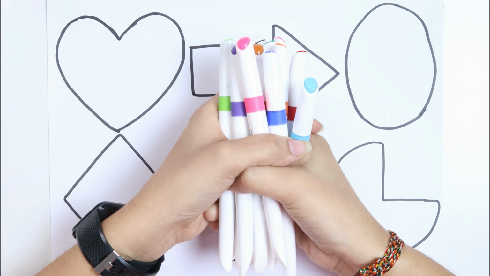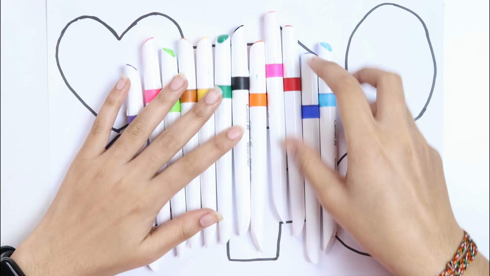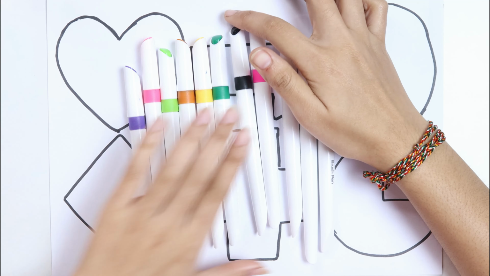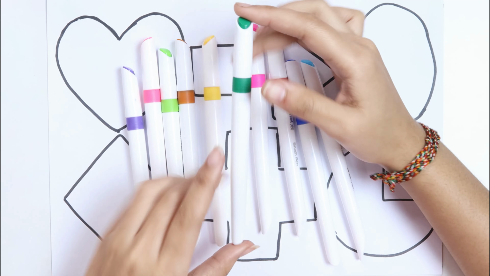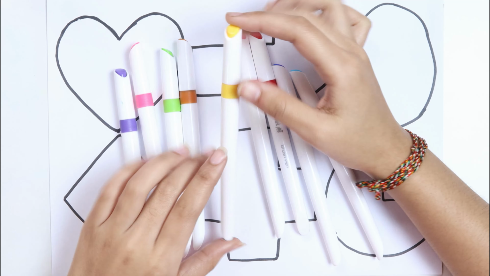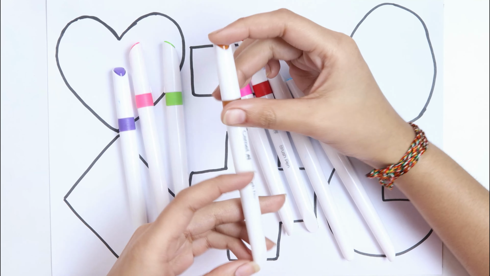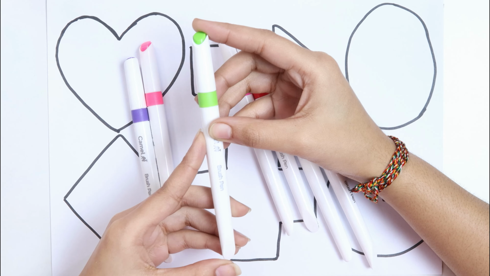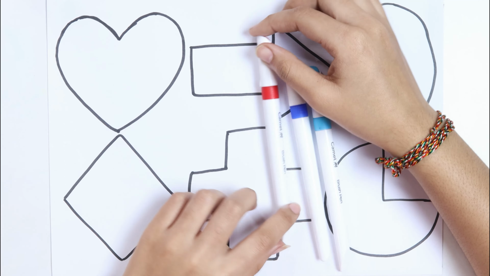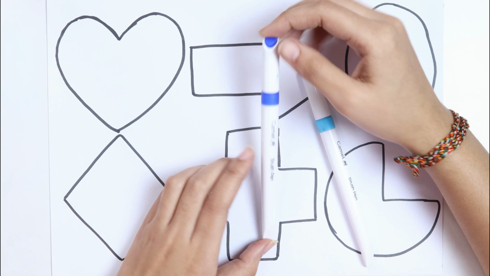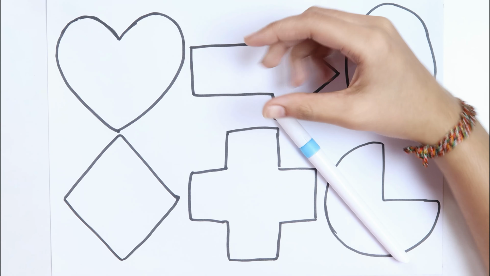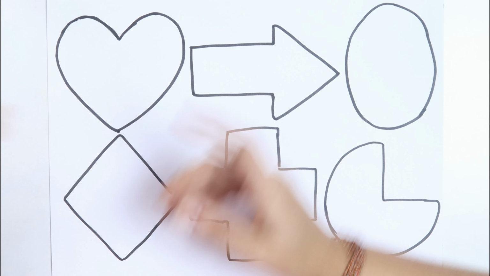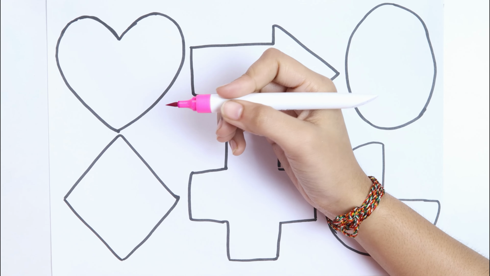Let's learn some colors. Orange color, black color, dark green color, yellow color, brown color, light green color, baby pink color, pink color, violet color, red color, blue color, sky blue color, pink color.